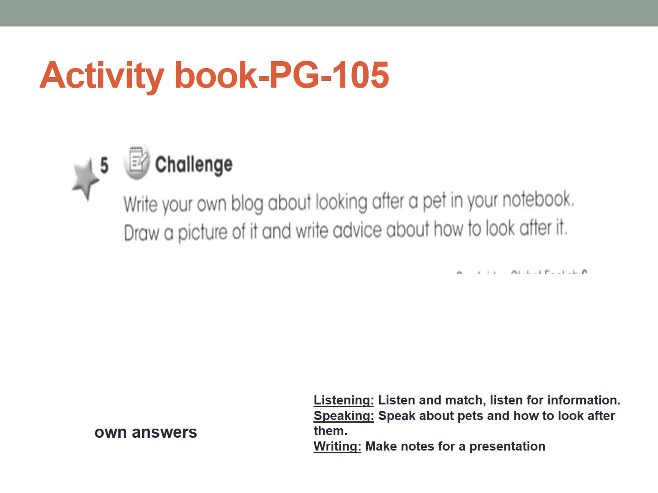Now again, activity book, page number 105, challenge. Write your own blog about looking after a pet in your notebook. Draw a picture of it and write advice about how to look after it. Now, what kind of animal do you suggest to keep as a pet, and what are the suggestions you give? What are the suggestions on how to keep your animal, what type of cage you need to buy, how to keep it clean, how much you have to feed, when you have to take it to the vet.